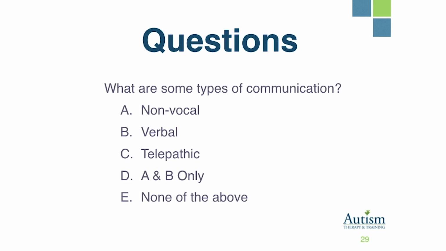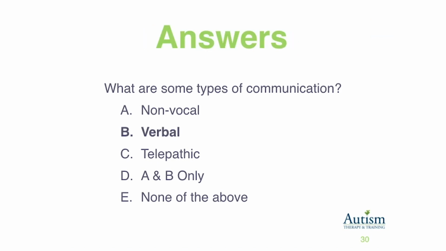What are some types of communication? A, nonvocal, B, verbal, C, telepathic, D, A and B only, or E, none of the above. And the correct response is B, verbal.